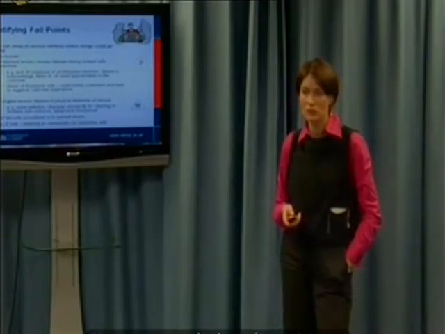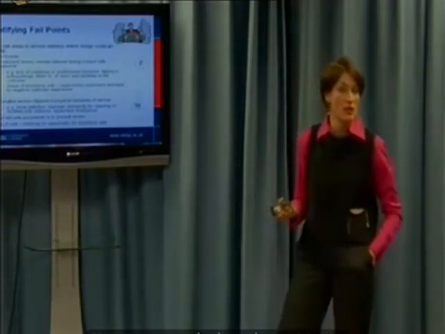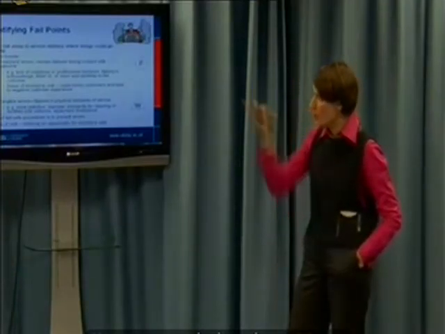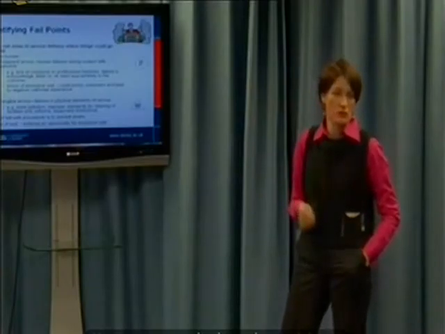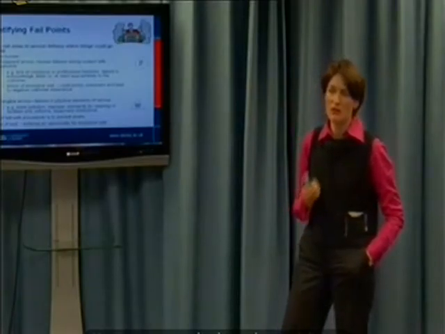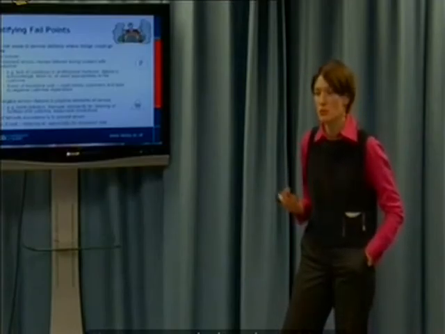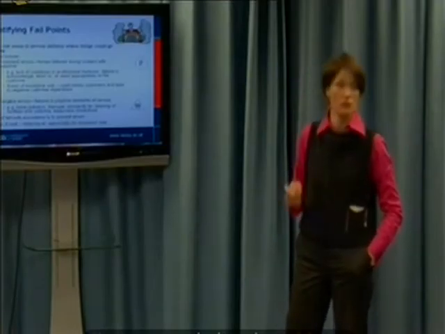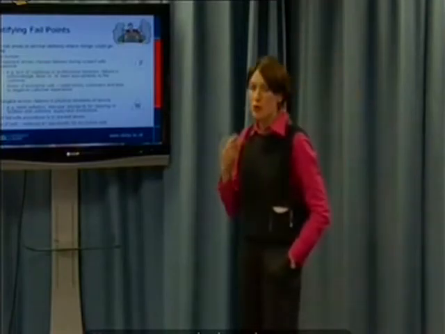Now, how would you identify those fail points, those high-risk areas in service delivery where things could go wrong, and sometimes will go wrong? We'll talk about the impossibility of uniform service quality. It is impossible, so things will go wrong. How do we deal with that? Well, first of all, how do we identify them?